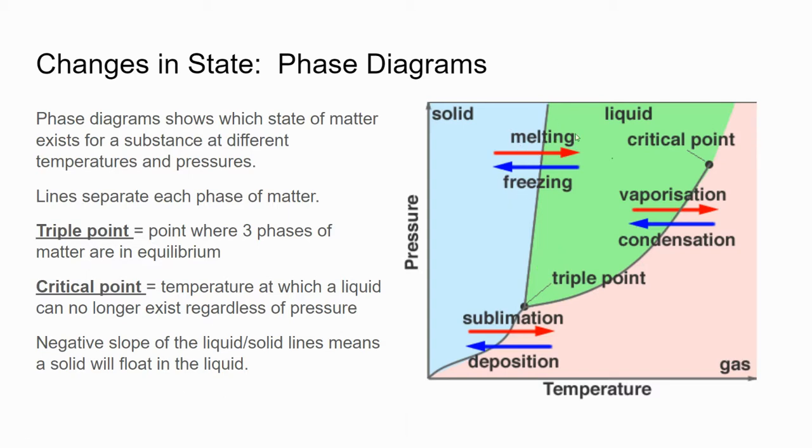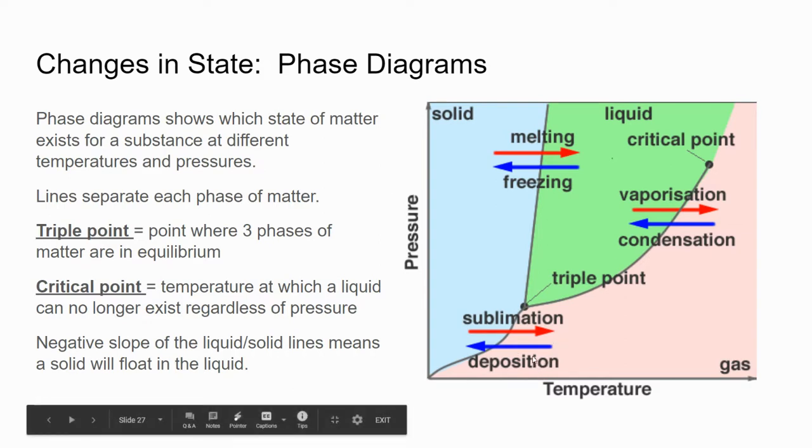If you go from solid to liquid, that's melting. Liquid to solid, it's freezing. All these other ones as well: vaporization, condensation, sublimation, deposition.